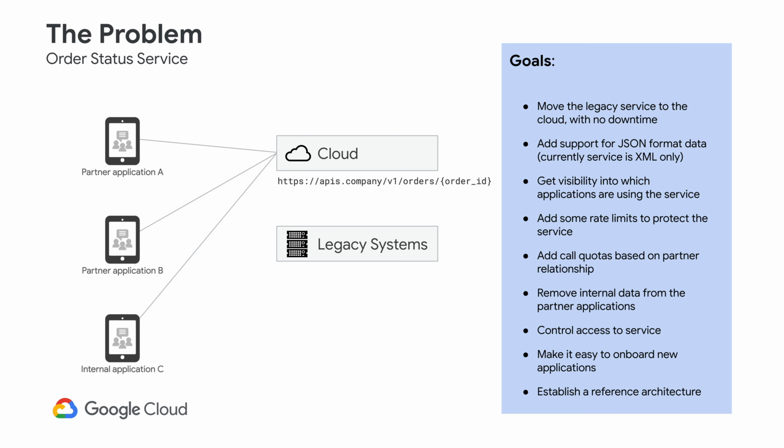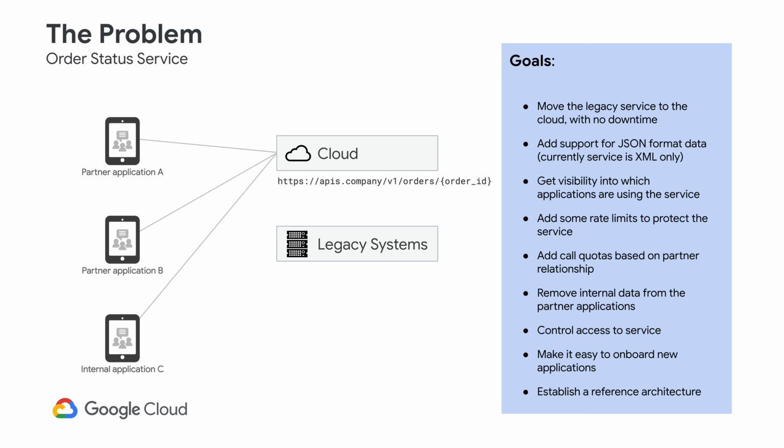So we had some goals. Move the legacy system to the cloud with no downtime. That was pretty easy to do. We added support for JSON format by dropping that policy in there to convert everything into JSON. We got visibility into which applications are using the service because now we have these API keys and they identify applications, and we can see that in the analytics system. We added some rate limiting to protect the service, so one system can't call too much and bring everything down. I added some quotas in there.